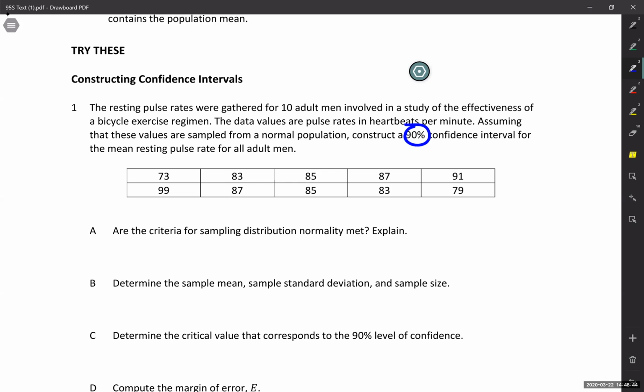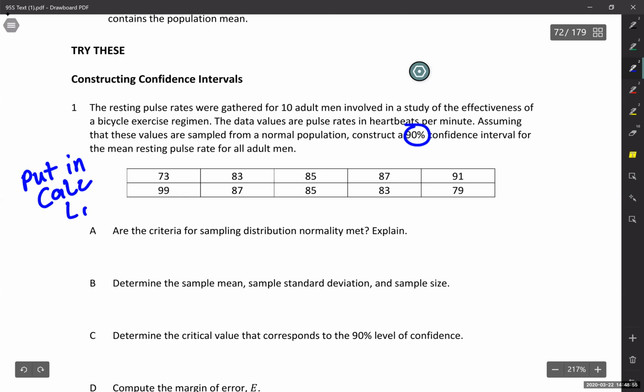So first, we want to put this in your calculator, specifically in L1. Put this whole thing, all 10 values, into list 1. No frequency, so type all those into L1. And again, I'm just going to jump straight to the answer, so make sure you're pausing and typing it in. You're coming up with these values, but for part B, we want the sample mean, the sample standard deviation, and the sample size.